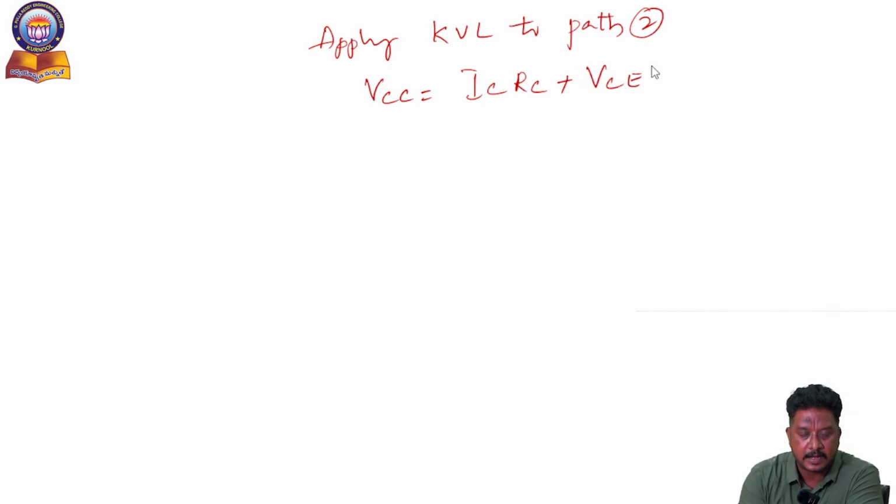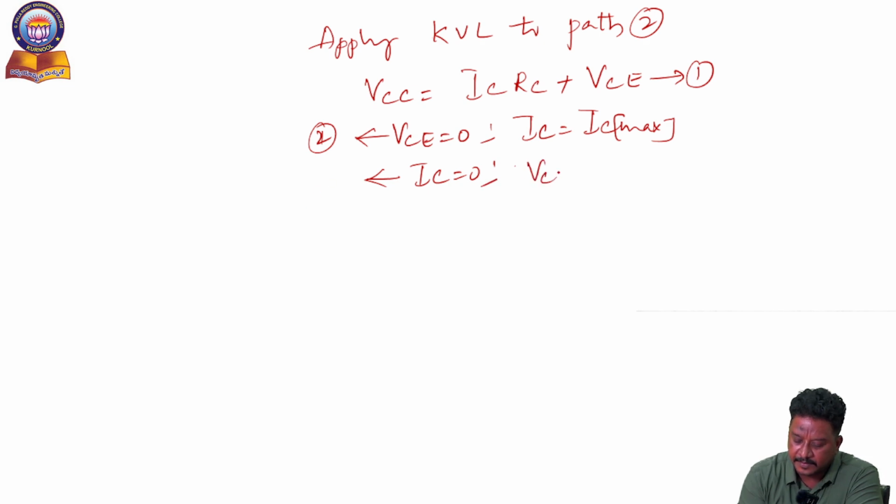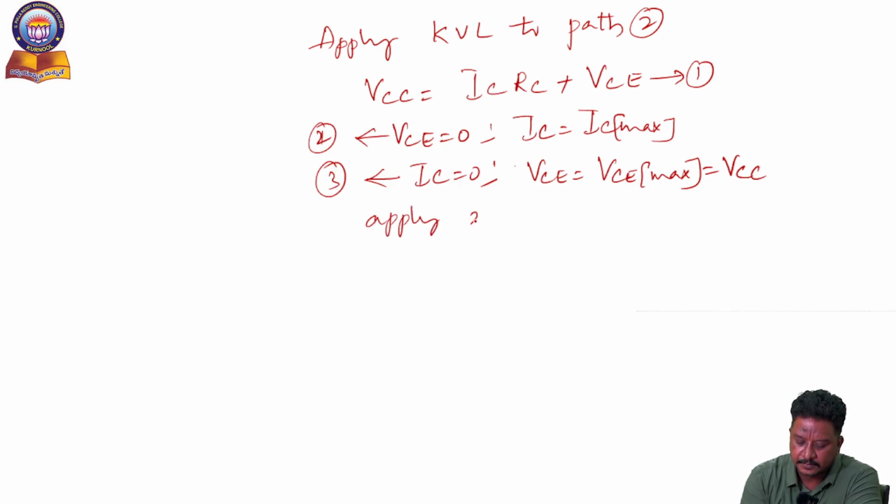First I want to locate the DC load line. For that purpose I am taking the condition VCE is equal to 0, in which IC is equal to IC maximum. This is the first condition. Consider this equation 1 and this equation 2. Similarly, IC is equal to 0, where VCE is equal to VCE maximum, and that value is equal to VCC. This is equation 3.